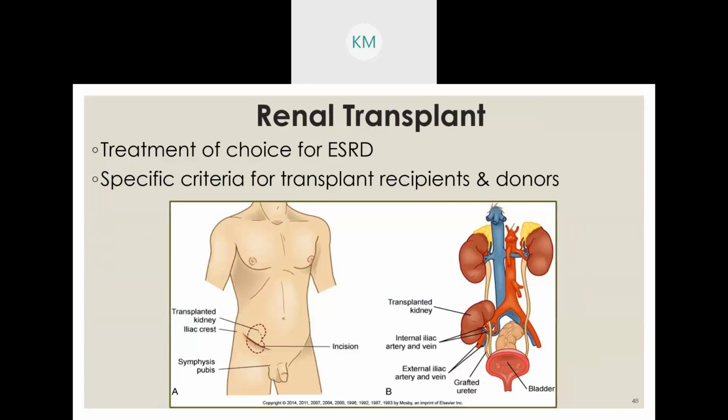Recipients will be evaluated on a medical, immunological, and psychological status. Usually the recipient is younger than 70, and they have to have a life expectancy of at least 2 years. So even if I'm 40 years old, I have to be reasonably sure I'm going to live 2 more years. But if I had a bunch of comorbidities, diabetes, hypertension, I've got cancer, they're not going to give me a transplant.